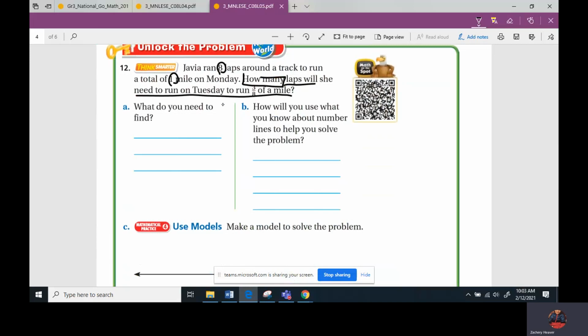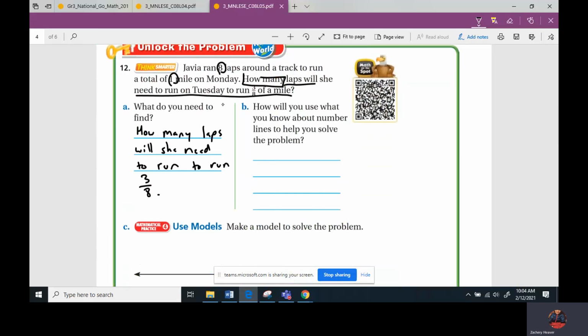So what do we need to find? We need to find how many laps. It's always the last sentence. How many laps will she need to run to run 3/8? How many laps will she need to run 3/8?